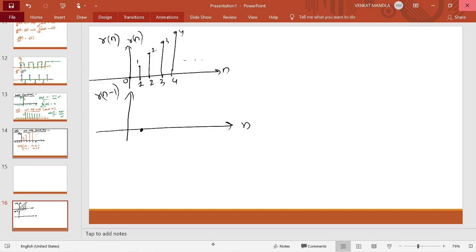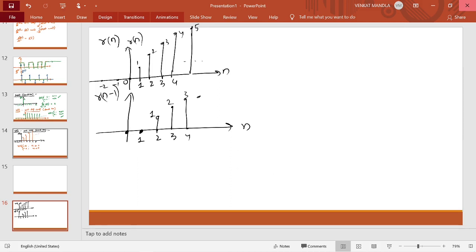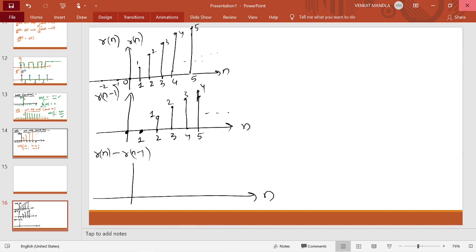So this is 1, 2, 3, 4. Anyway, here values are 0. At exactly 1 you have 0, at 2 you have 1, at 3 you have 2, at 4 you have 3, at 5 you have 4, and so on. If you subtract R of n minus R of n minus 1, what do you get? You will get 0 here. At exactly 1 you will get 1. At exactly 2 you will get 2 minus 1, 1. At exactly 3 you will get 3 minus 2, 1. Similarly, all are 1s.